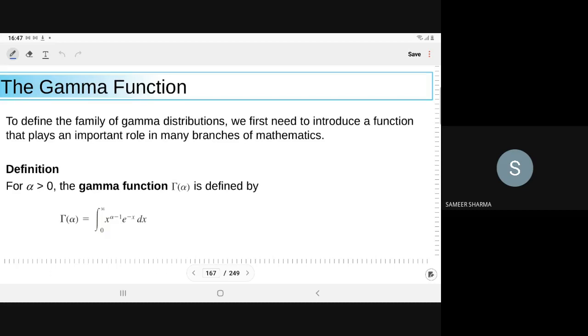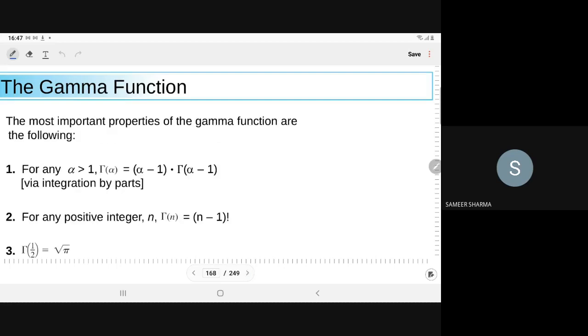What are the properties of this gamma function?